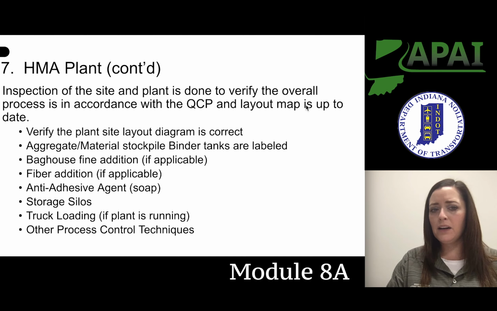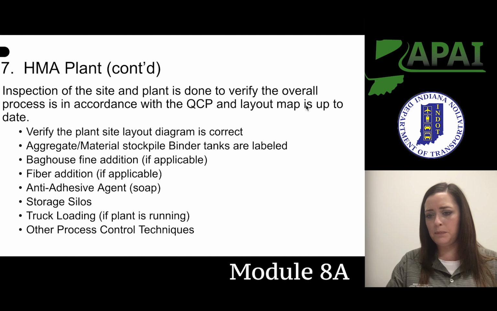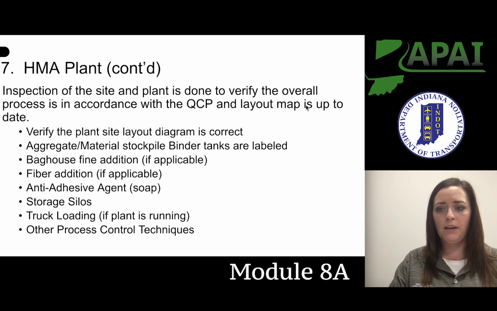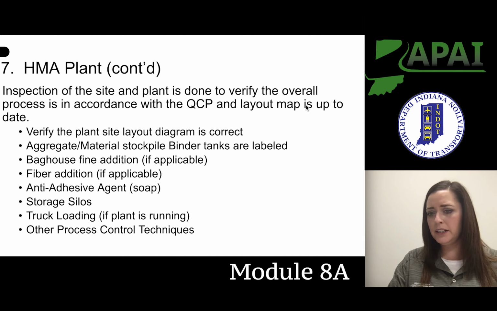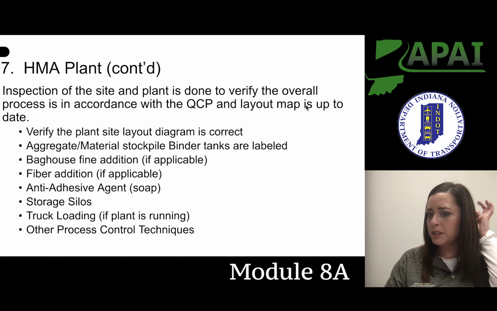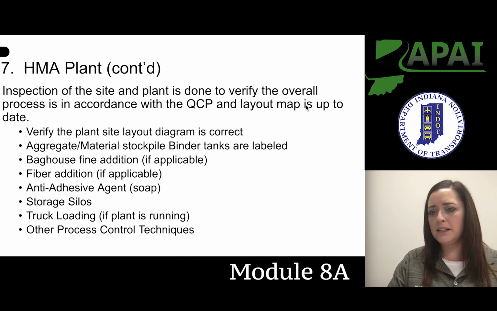If there is a baghouse fine addition back into the drum itself, it needs to be documented how that will be done and make sure that that is actually being done at the plant. If the quality control plan states that there is a dust metering system to return the fines, that needs to be at the plant itself. If there's a fiber addition, if you're introducing fibers into a mixture, that needs to be documented where the fibers are located and how that will be done.